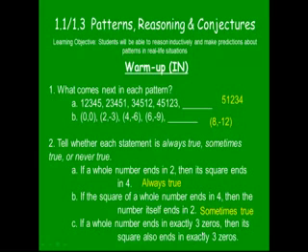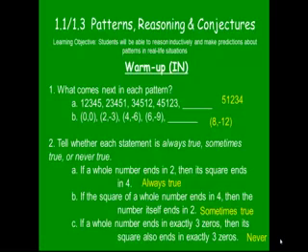Last one, if you end in exactly 3 zeros and you square it, it's not going to have exactly 3 zeros. How many zeros is it going to have? It's probably going to have 6 zeros, right? Okay, so that one is never true.